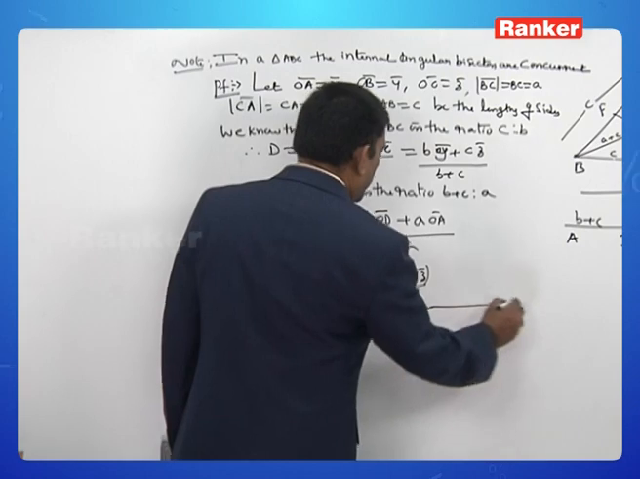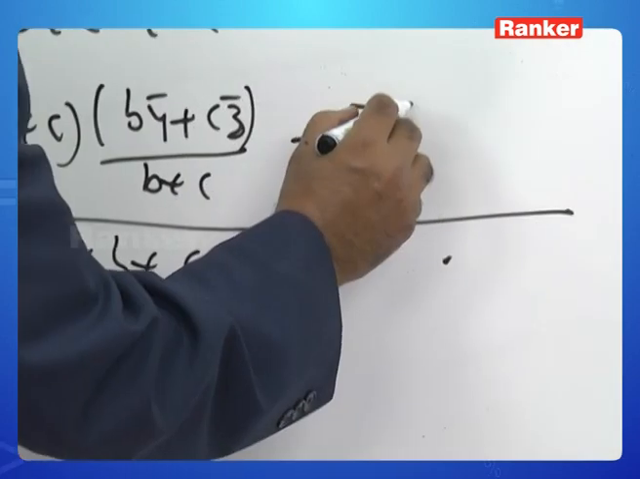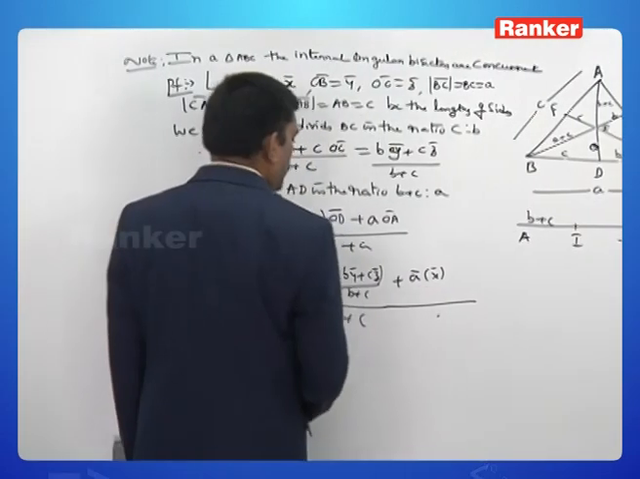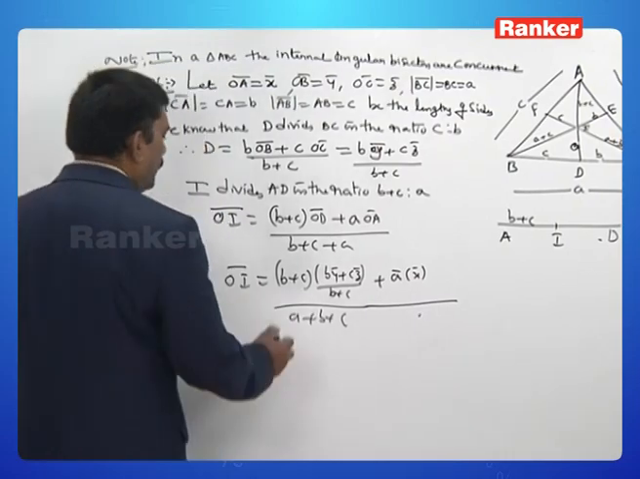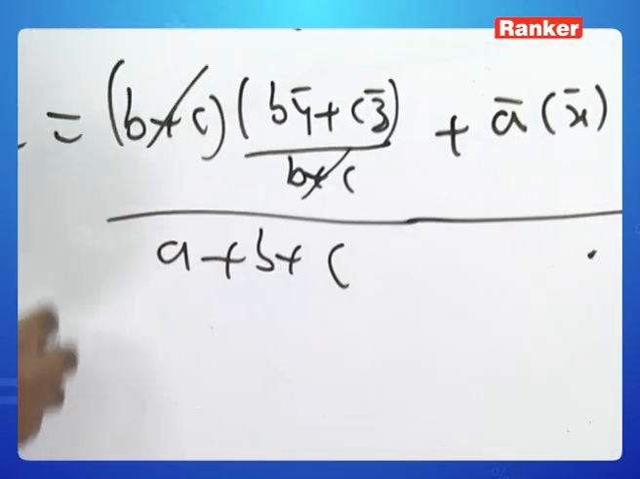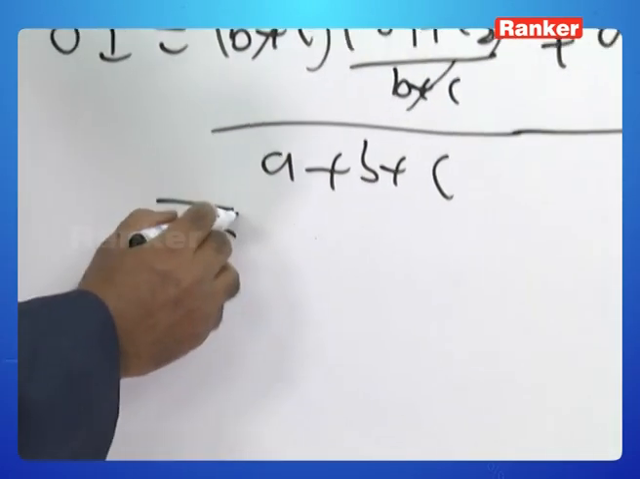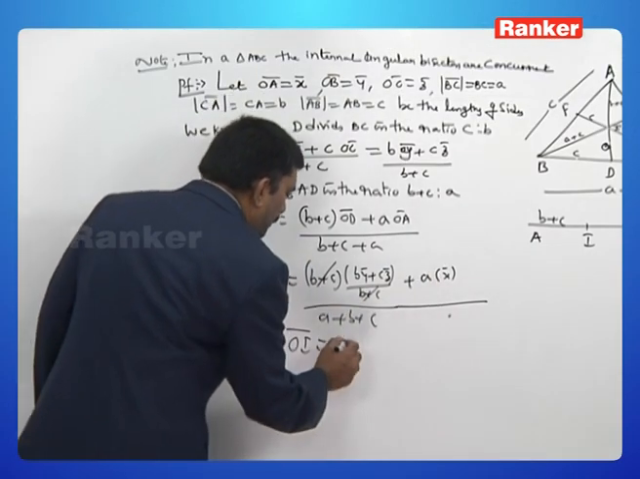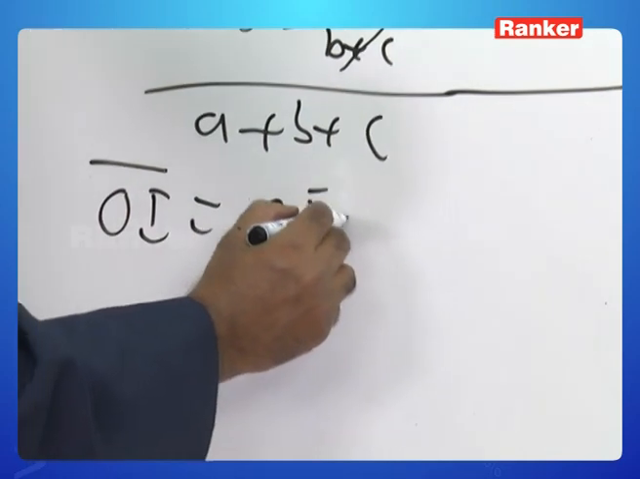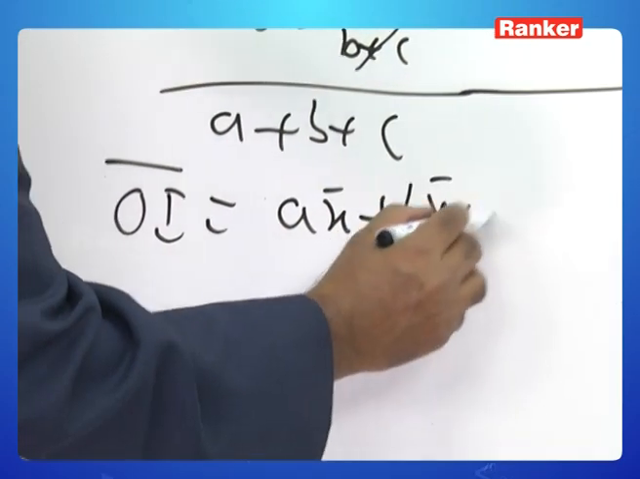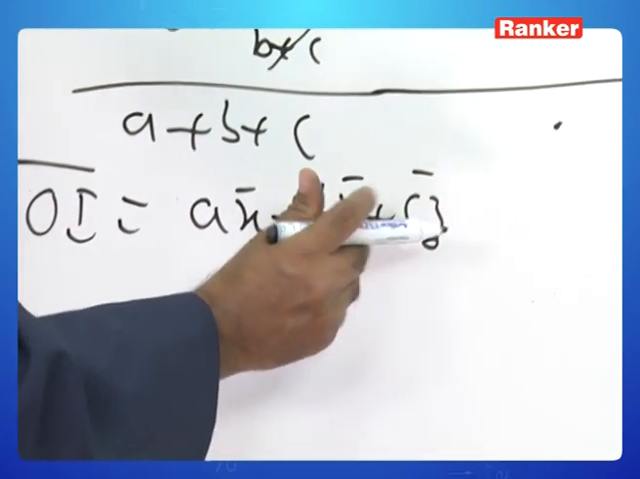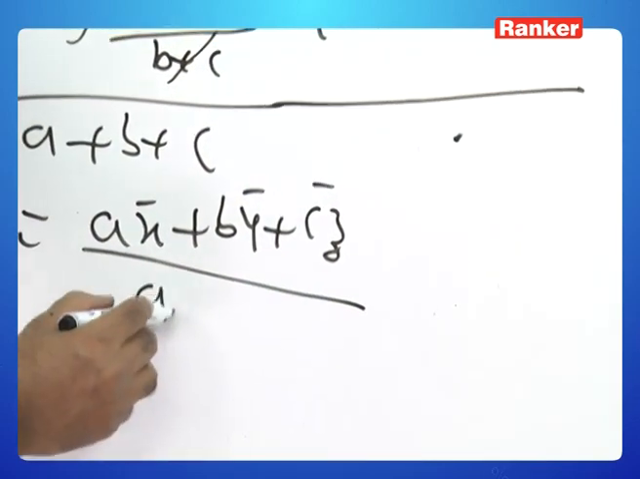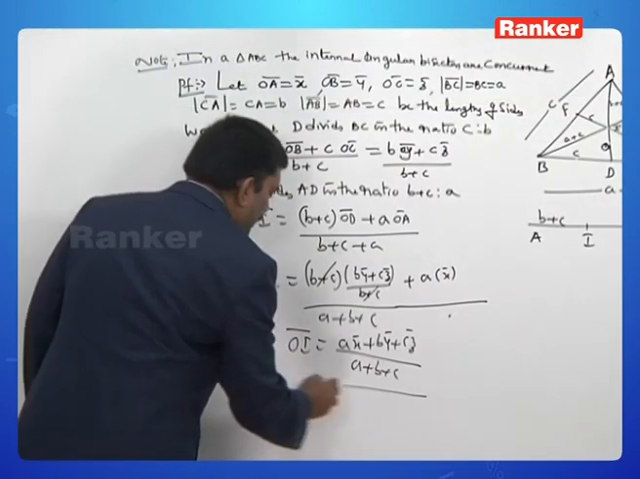Next, plus A into X bar, correct? A into X bar. So therefore, this B plus C gets cancelled. I got the position vector of the incenter. What is that? A into X bar, B into Y bar, C into Z bar, divided by A plus B plus C.